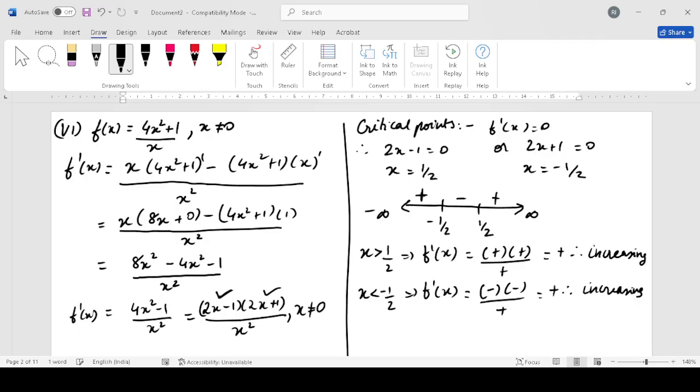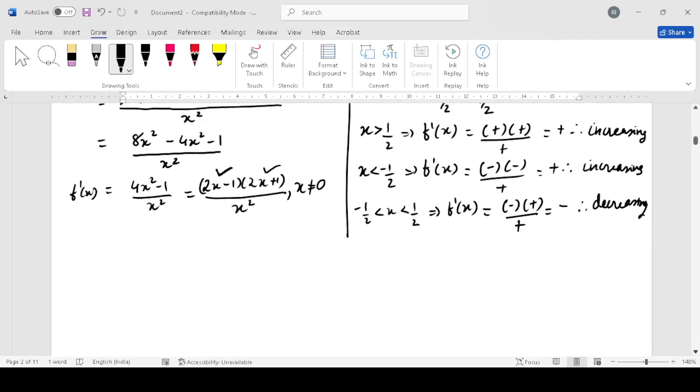Now let's check if -1/2 < x < 1/2. If in this interval the function is negative, then we can say in that interval the function is strictly decreasing. So for any value between -1/2 and 1/2, let us take 0.25. In 2x - 1, it is going to be a negative value, and the second bracket is positive, the denominator always positive since it's a square term. So here it is negative. Therefore in this interval it is decreasing.